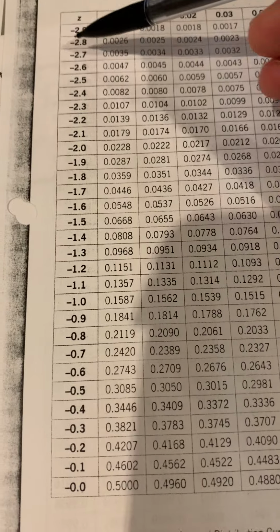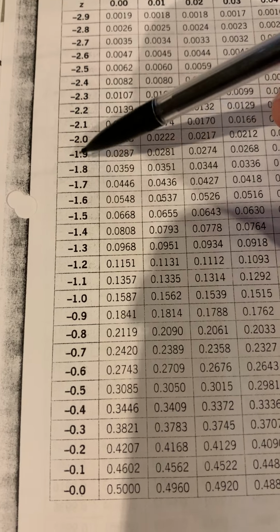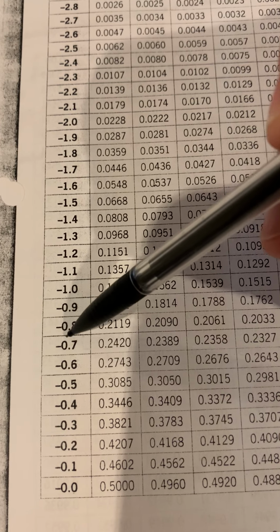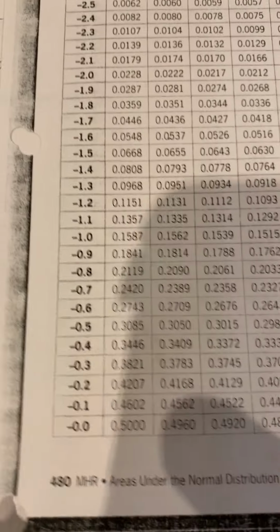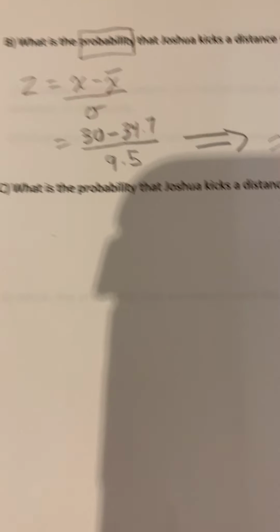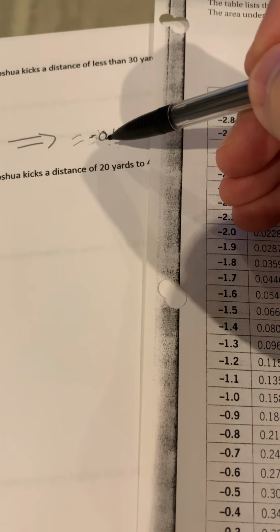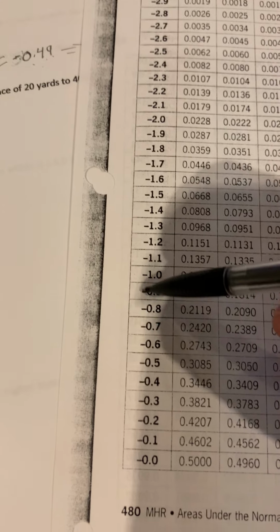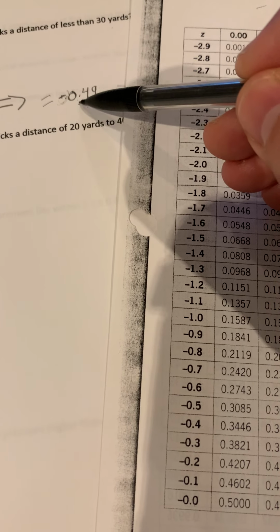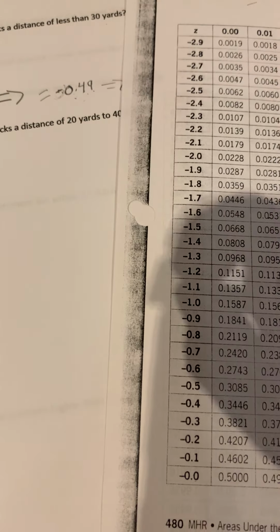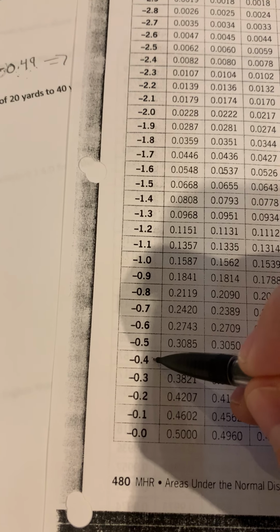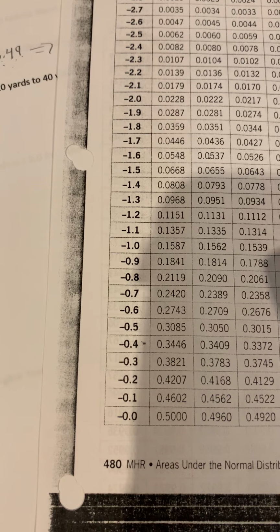So this is how the table works. We go down to here. These are negative 2s, negative 1s, and negative 0s. We first do our whole number, our 1s. Our 1s, we're at negative 0, so we're going to look at these negative 0s. But now we have negative 0.4, so we're going to go to this row here of negative 0.4.